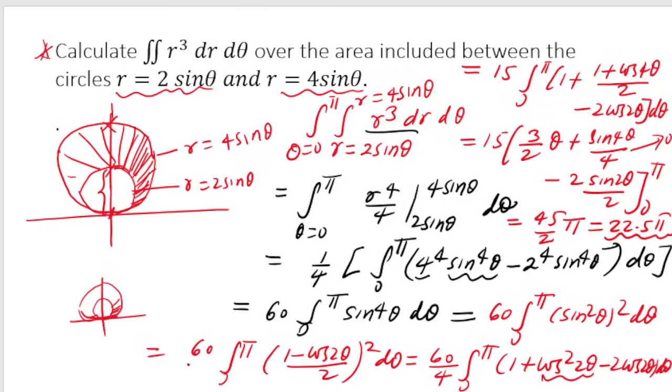Right? If I ask you a question, what will be the circle r is equal to 2 cos theta? So r is equal to 2 cos theta will be like this, symmetrical about the initial line, right? And 4 cos theta will be this. So here also this question can be asked: what is the integral which is bounded between 2 cos theta and 4 cos theta? So I would suggest you to integrate this, right?